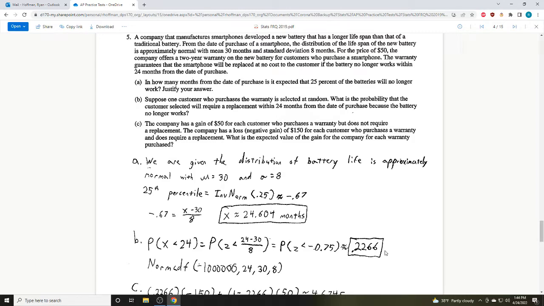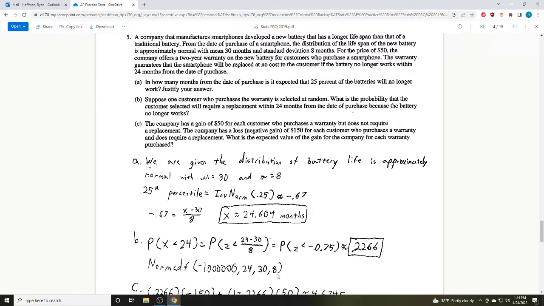There's your normal CDF command. But remember that if you're just putting a normal CDF command, you need to define what these things are. This is your lower, this is your upper, this is your mean, this is your standard deviation. You need to say that. I always suggest drawing a picture on your normal distribution questions.